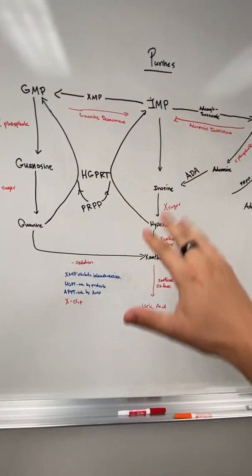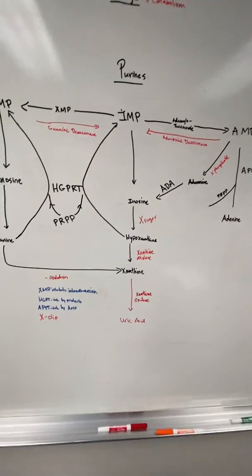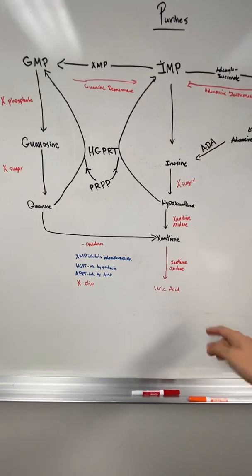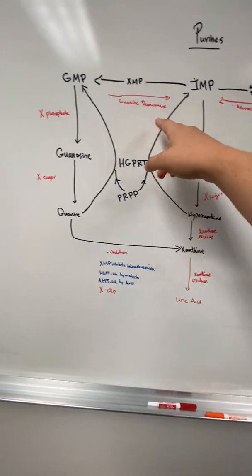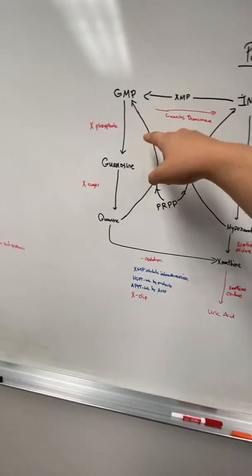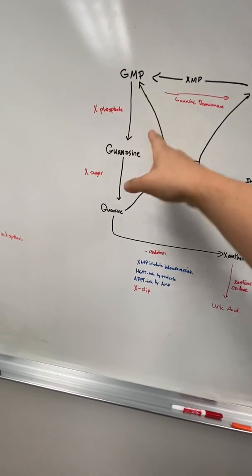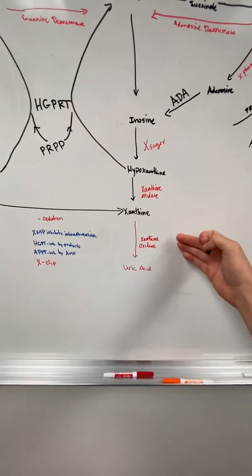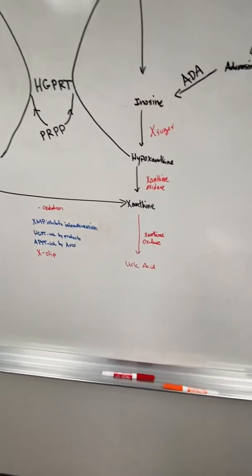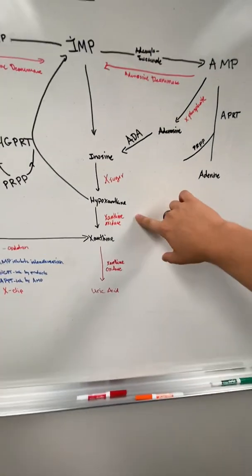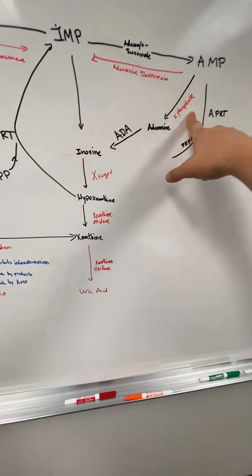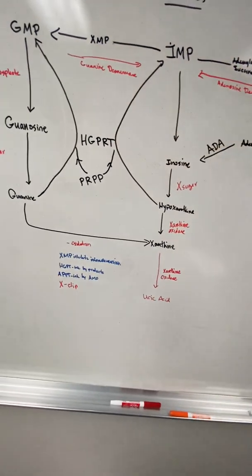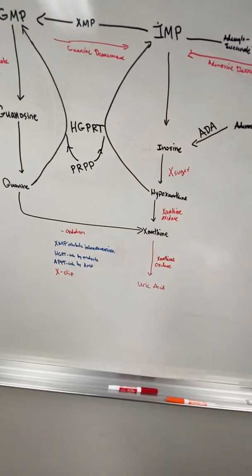So anything that's in red is catabolism. So let's say we're trying to break it all the way down to uric acid. You would cleave a phosphate, cleave a sugar, you'd oxidize it, get the xanthine, and then xanthine oxidase would give you uric acid. Pretty much the same thing on the other side, X-phosphate. We're bringing them both to IMP. We're just trying to shuffle it into uric acid.